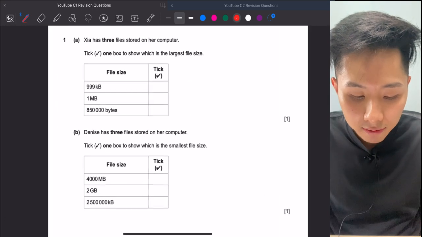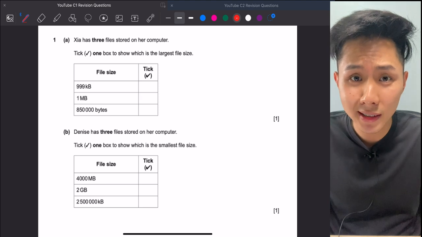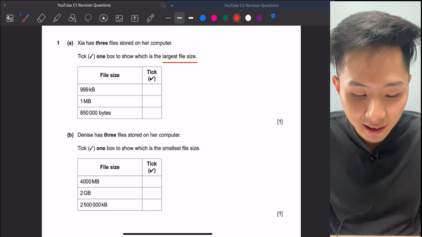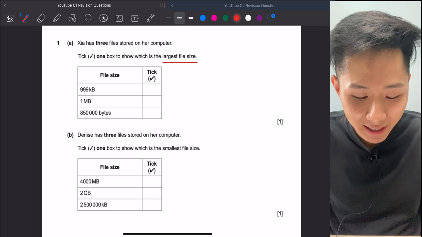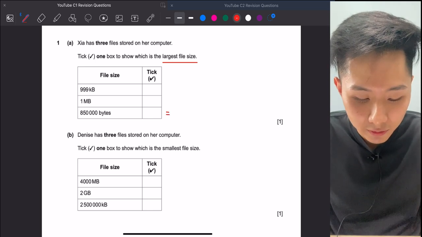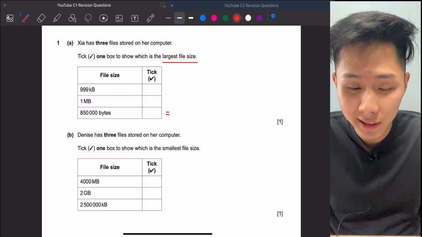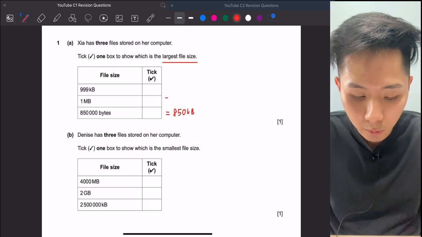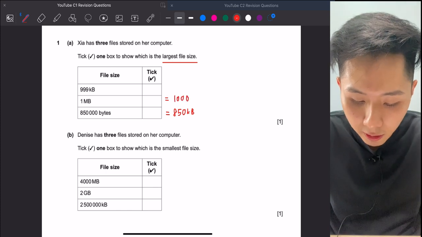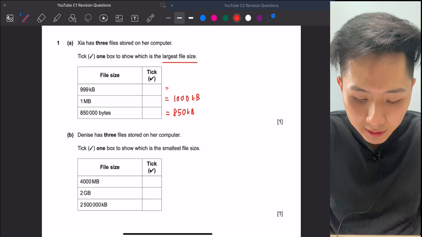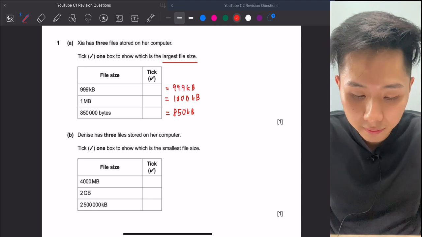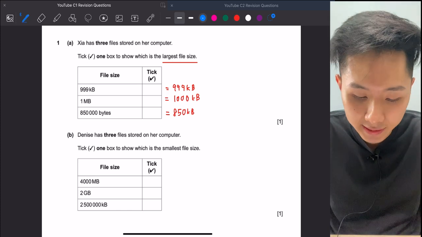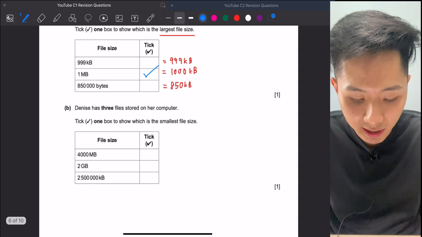And next up we have a file size comparison exercise. Take one box to show which one is the largest file size. And to make life very simple, I'll first convert 850,000 bytes into KB, which is 850 kilobyte. And also convert 1 megabyte into 1,000 kilobyte. And this one is 999, it's the same. So after I convert, I can clearly see that 1 MB has the biggest file size. This is why I take this as my answer.